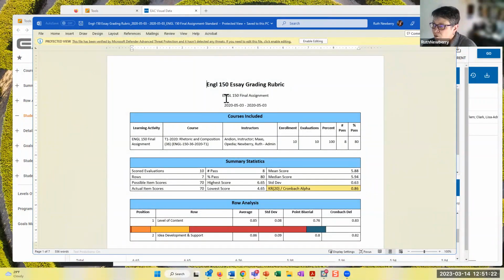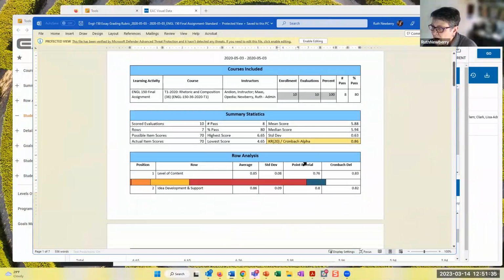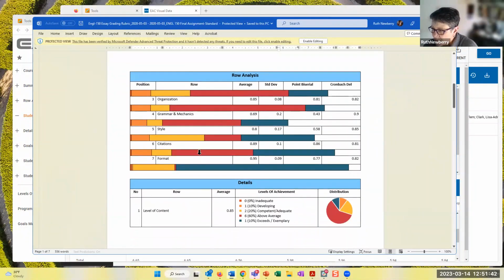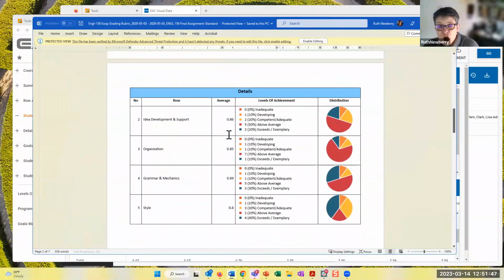But here's where, again, what courses were done, what is the instructor, how many students, my pass rate, my KR20, a row by row review of how students did, and then the details. No students. So this will strip out those students, making it FERPA compliant.